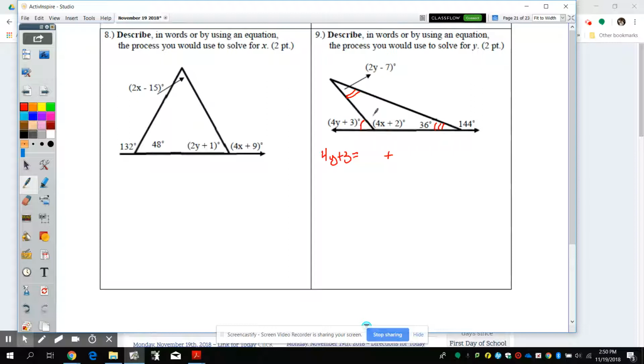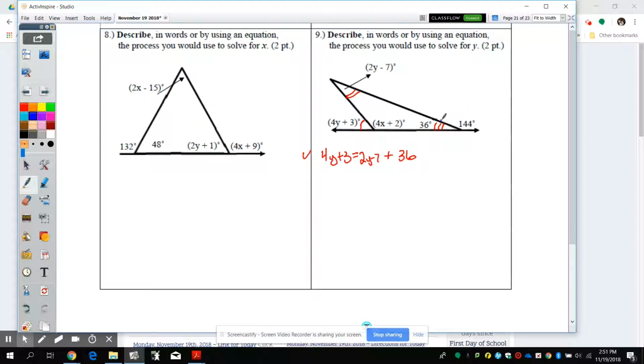So there are 3 angles in the triangle. The remote interior ones are the 2 that are not right next to the angle that we're talking about. So then I can write 2y minus 7, and I can write 36. Okay, so now this is a true equation. I may or may not need this equation to solve for anything, but it is true.